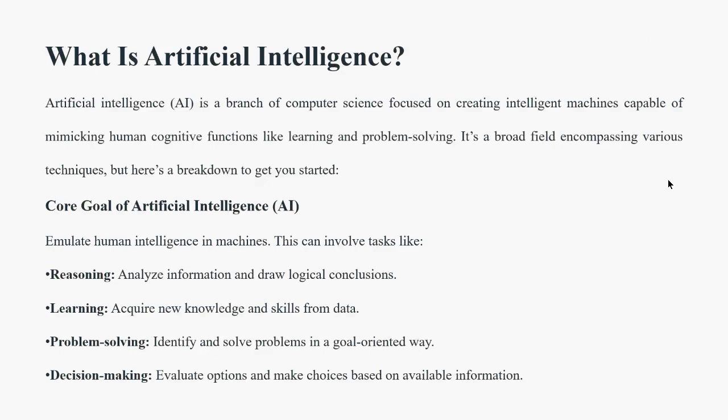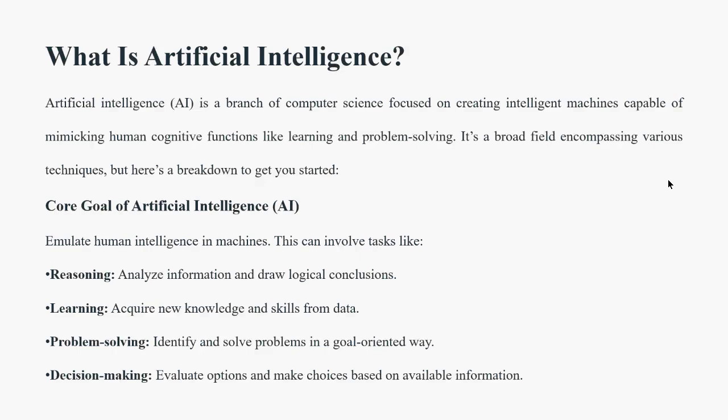So what are the goals of artificial intelligence? It emulates human intelligence in a machine. So a machine is going to think human-like: reasoning, learning, problem solving, decision making. So what is reasoning? It analyzes the information and draws logical conclusions. So whatever it's gathering from the environment, it gathers the information and draws certain conclusions according to whether it's good or bad.